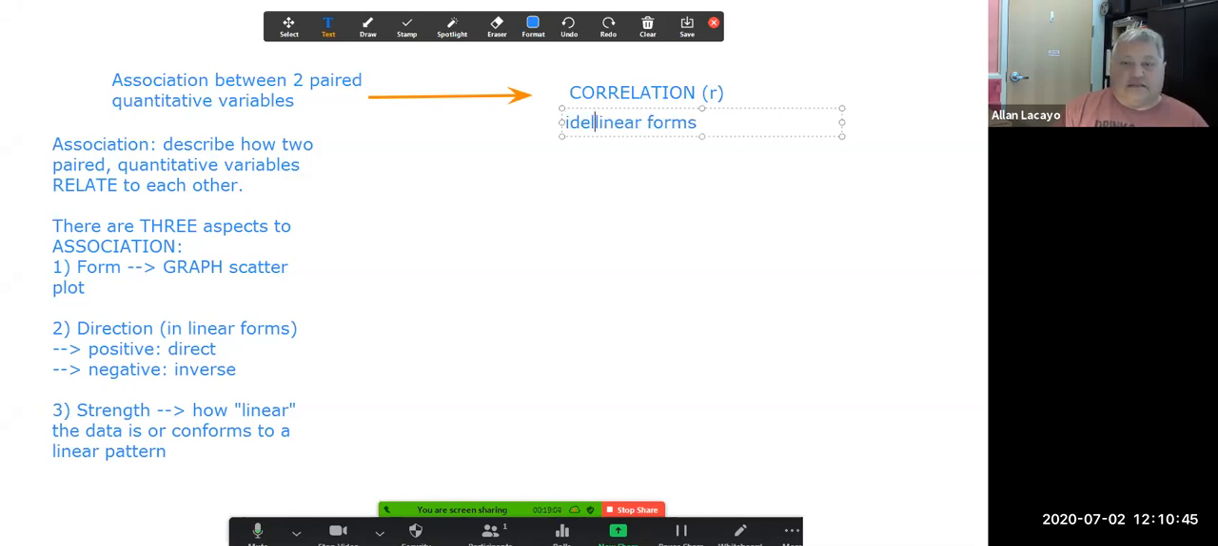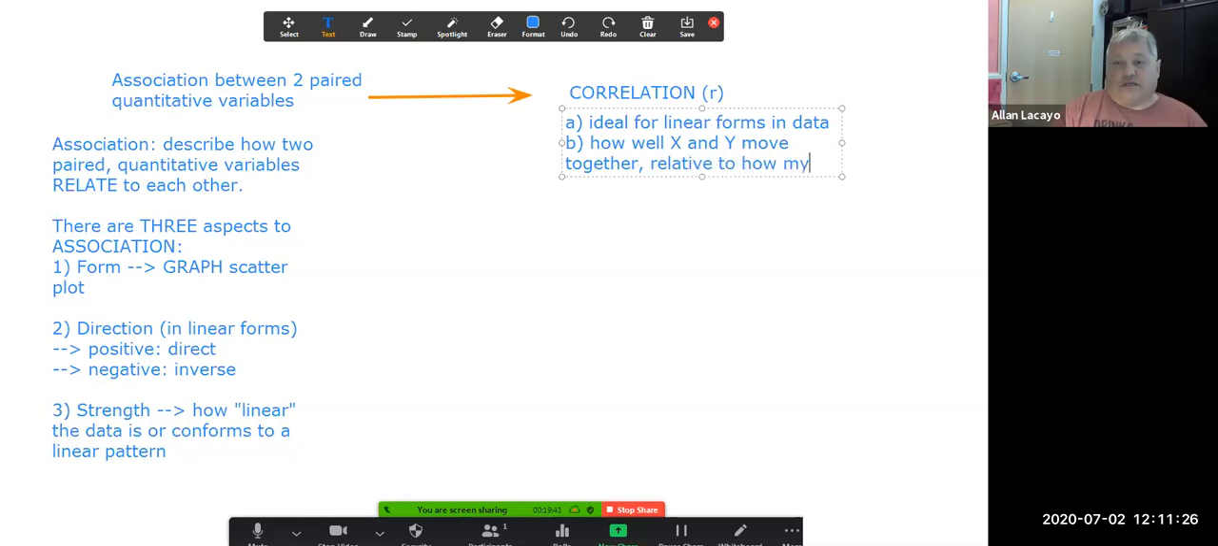It's ideal in the case of linear forms. So when data are not linear, the correlation statistic is not going to be a very telling statistic about how two variables relate to each other. It will give us a false sense of weak association or lack thereof. So it's ideal in linear forms. It is a measure of how well two variables move together relative to how much each varies on its own.